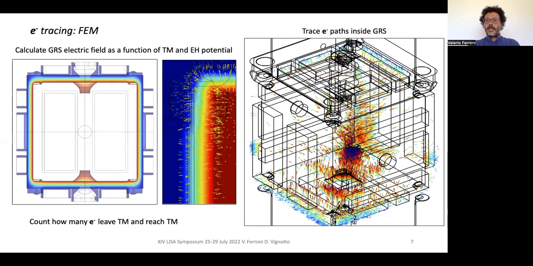Now we need to trace the electrons. We use the FEM. The FEM in the first place calculates the electric fields in the GRS as a function of the test mass potential and for any potential applied to the electrode housing. And then it traces the path of the electrons inside the GRS. And this allows us to finally count how many electrons leave the test masses and how many reach the test masses.